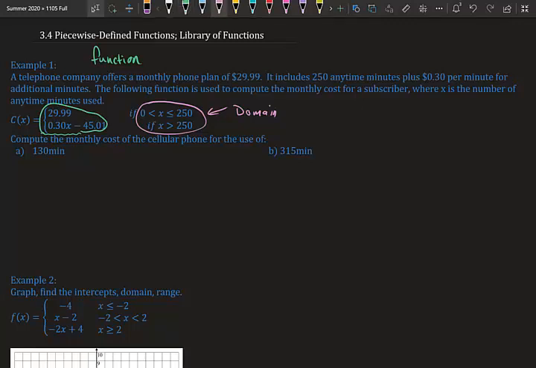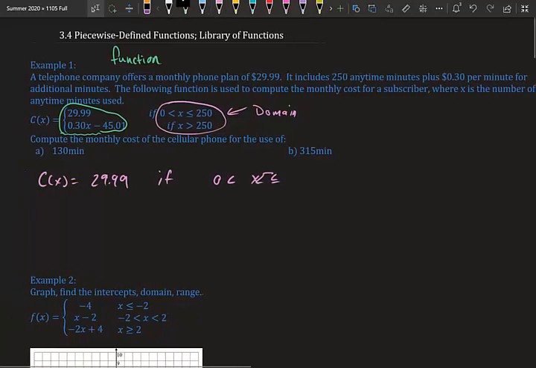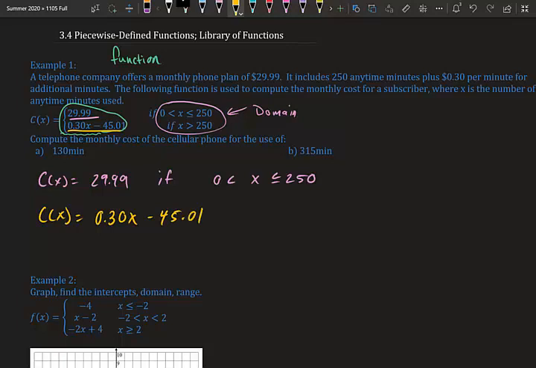So we actually have two functions. We have C of x equals 29.99 if x is between 0 and 250 inclusive. And then we have our second function of C of x, C of x equals 0.30x minus 45.01 if x is greater than 250.